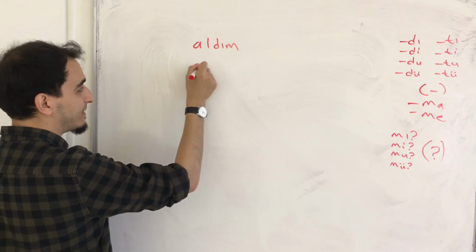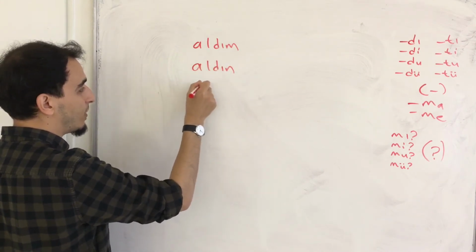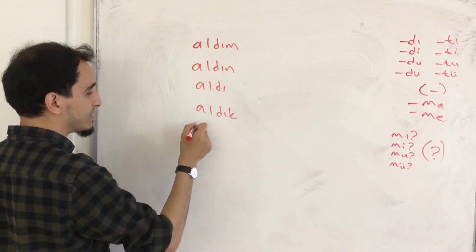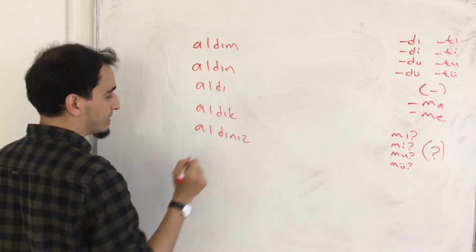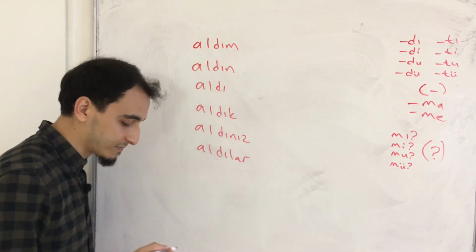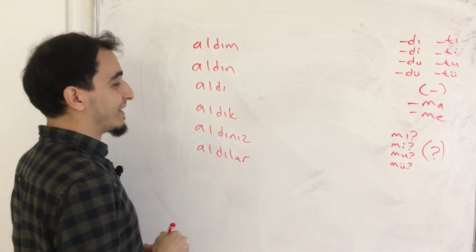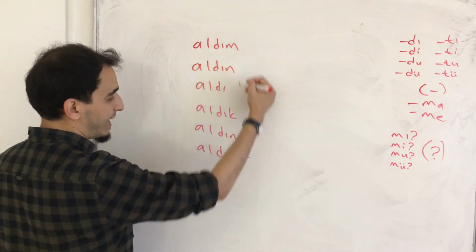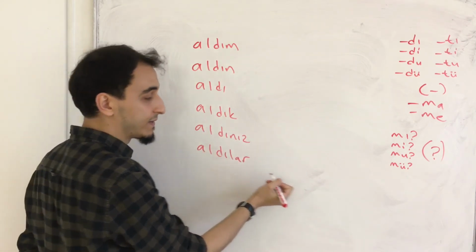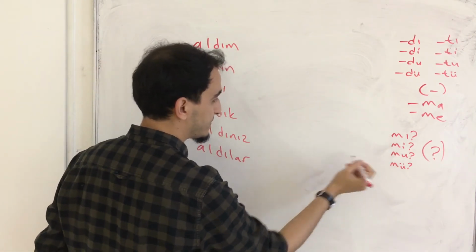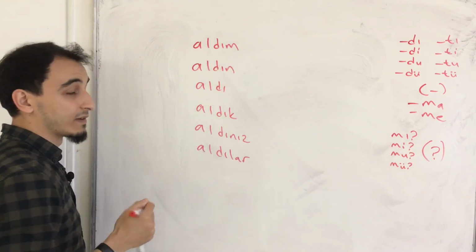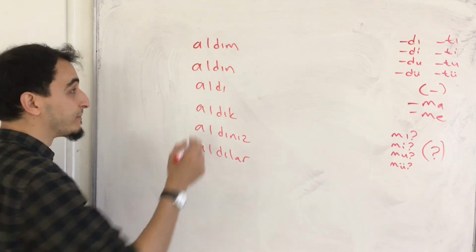Ben aldım, sen aldın, o aldı, biz aldık, siz aldınız, onlar aldılar. Evet, I hope you're ready now. Evet, they end in ü mostly or a here, right? So, which one will we go for? Of course, this one, right? Evet, are you ready? I hope you are.